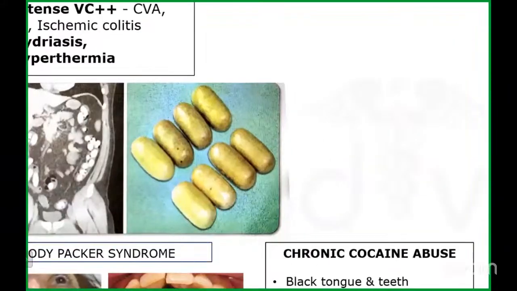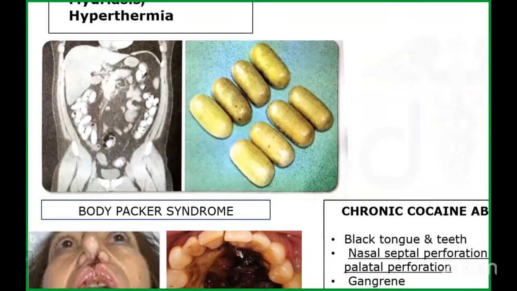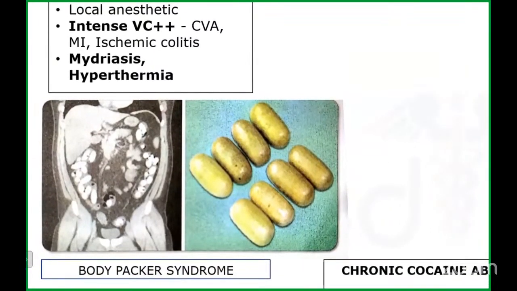You can clearly see this. This was asked directly as an AIIMS question. I've directly picked up that image that was asked in that paper. And you can see this. This is a CT scan, which is clearly showing bags of cocaine that this patient has swallowed and kept inside his abdomen so that he is not caught in the airport.